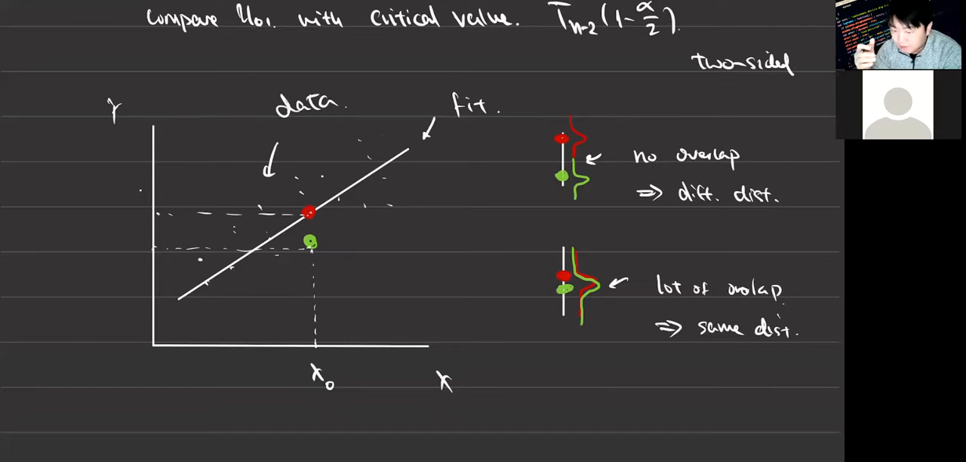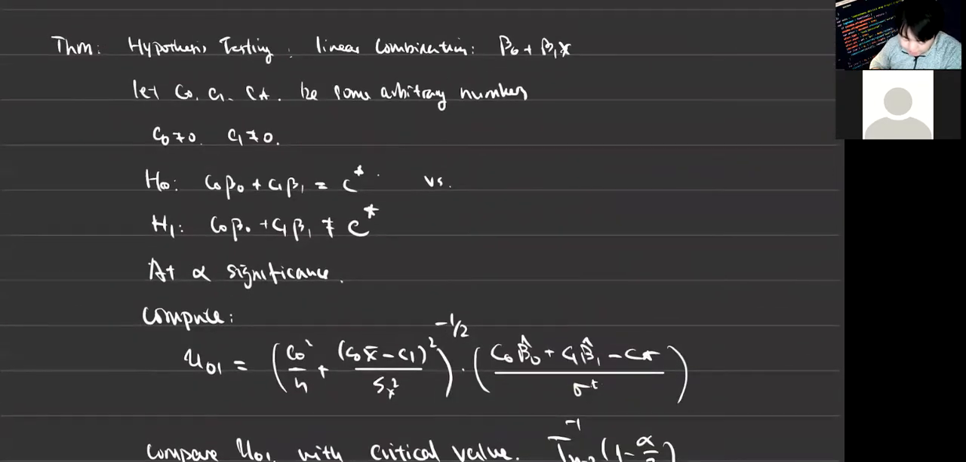You say that the green dot has the same distribution as the red dot, the predicted value, or they're different, right? So if you're confident to say that they're the same distribution, then it's probably a good fit. That's sort of the reasoning behind it. Instead of, in the machine learning sense, looking at R square, looking at accuracy, that sort of thing. So that's the intuition behind this hypothesis.